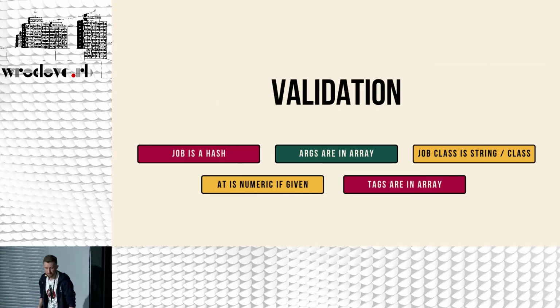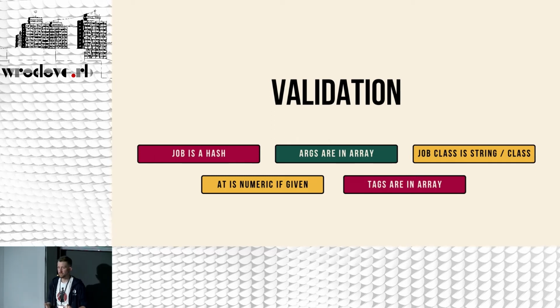Then Sidekiq simply validates our job. It makes sure that the job is a hash, if arguments and tags are in array, if job class is either a string or a class, and if the add param is provided, it verifies that it's a numeric value.